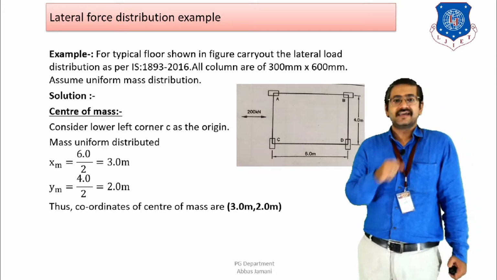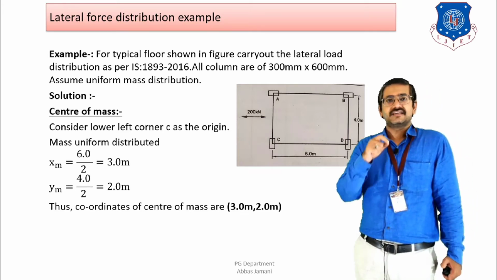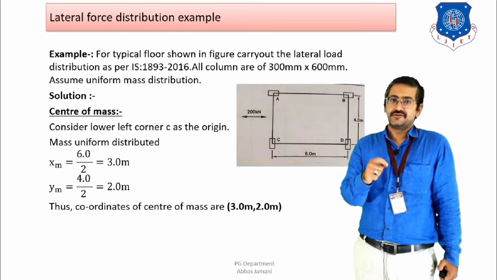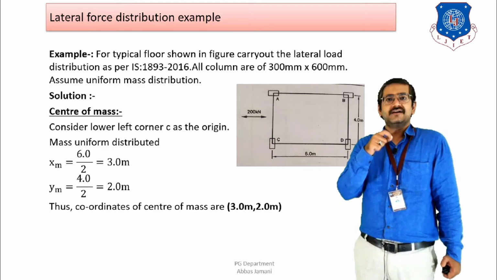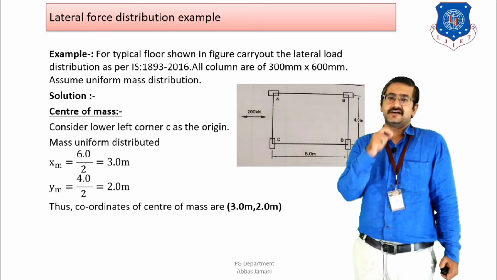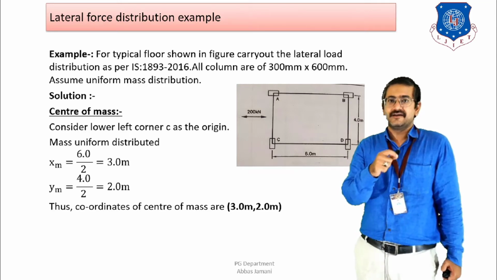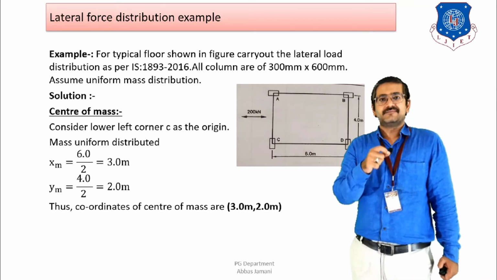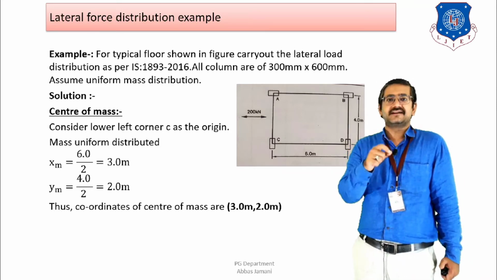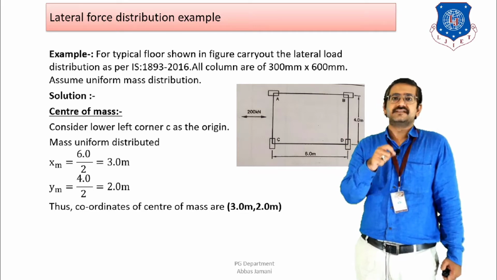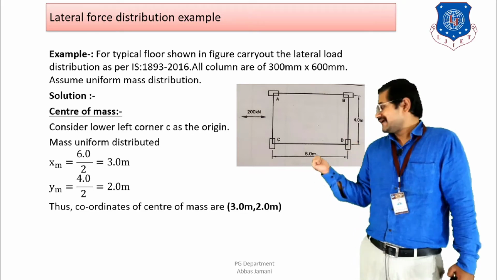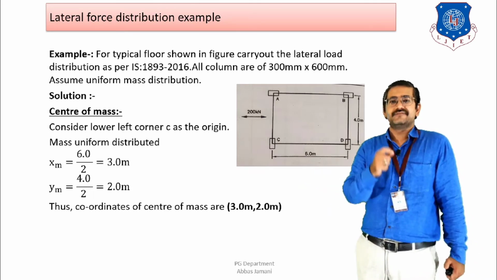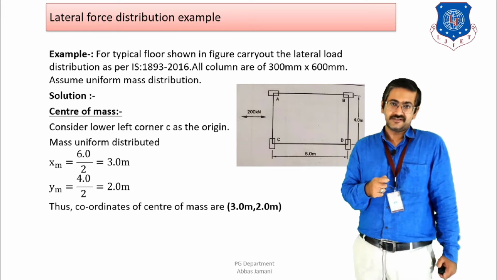So again, the concept of center of mass and center of stiffness that we have seen in the earlier example is going to remain the same. I hope you are now well accustomed with the calculation of center of mass and center of stiffness, because that is required to solve this example. Just like in the previous example, where we selected a certain point as origin and started our calculation from there, here also I am selecting the point C, that is the left bottommost corner, as the point of origin, or 0, 0 point.